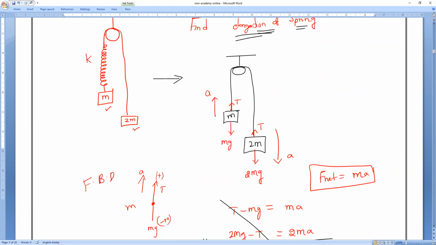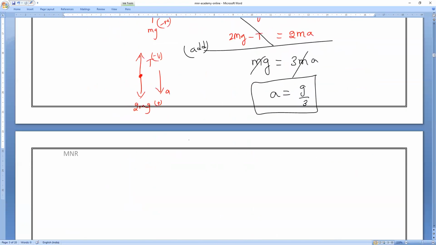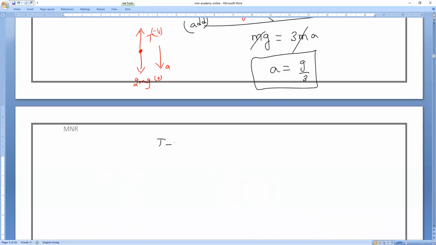So I consider the spring like a string. Spring is considered as a string. So now substitute that value in any one of the equations. T minus mg is equal to ma. I'll substitute a is equal to g by 3. So T minus mg is equal to m into g by 3. Now this will come to this side: T is equal to mg by 3 plus mg.